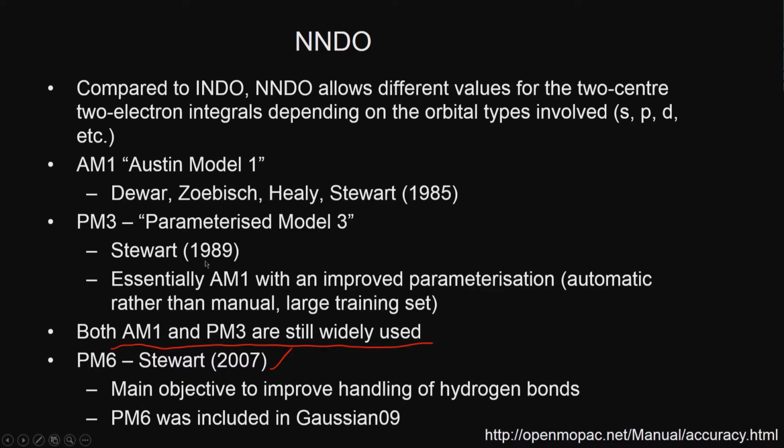This is meant for improving the handling of hydrogen bonds. Hydrogen bonds are a big challenge, so in order to address that, PM6 came into being. This was included in some software, Gaussian 09 and so on. So the information is obtained from this reference.